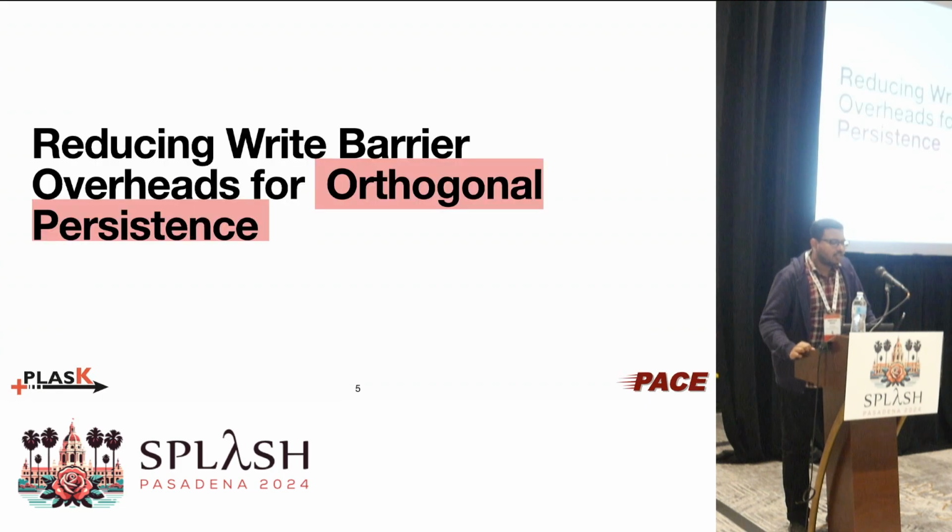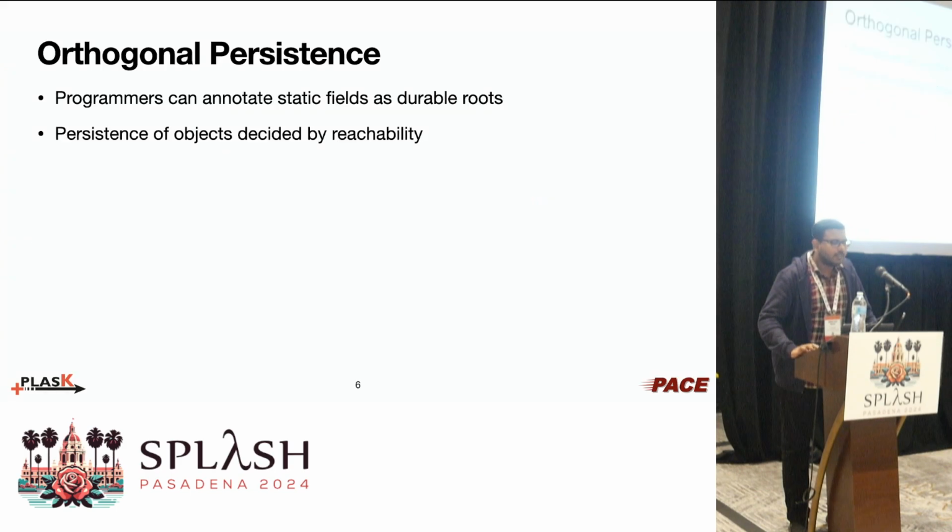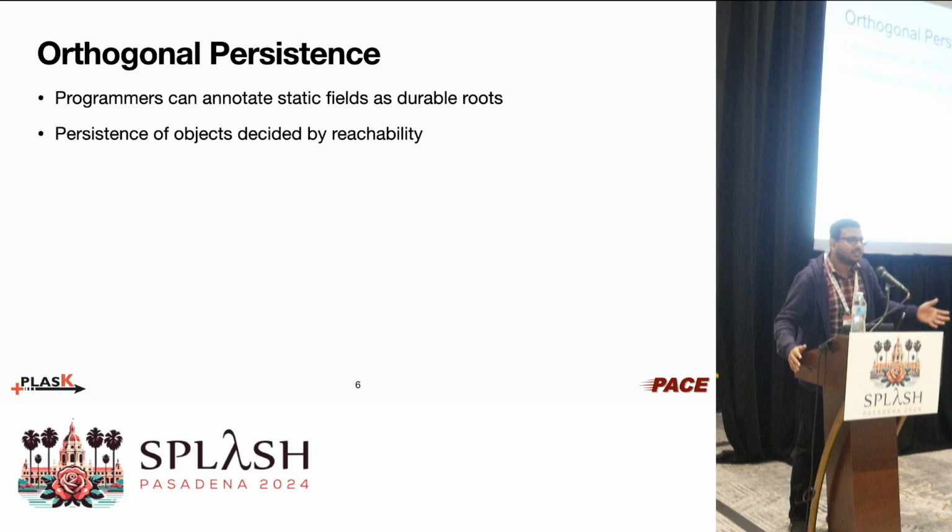So this brings us to orthogonal persistency. In orthogonal persistency, programmers can annotate some static fields as durable roots, and all the objects which are reachable from the durable roots are made persistent by storing them on the non-volatile memory. So the programmer does not have to manually determine what objects have to be stored and manually decide when to make them persistent. It is all done automatically.